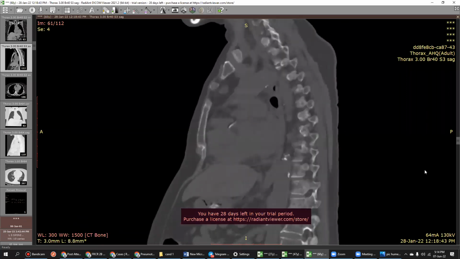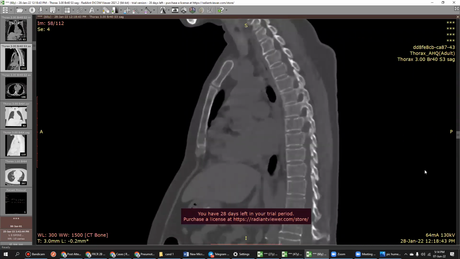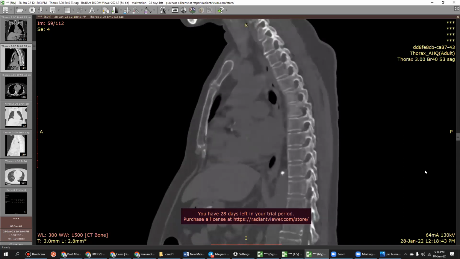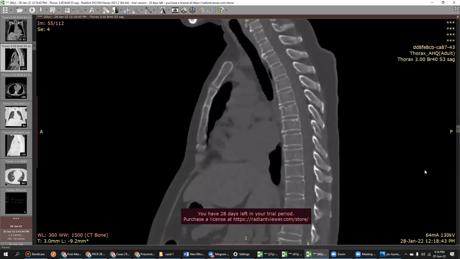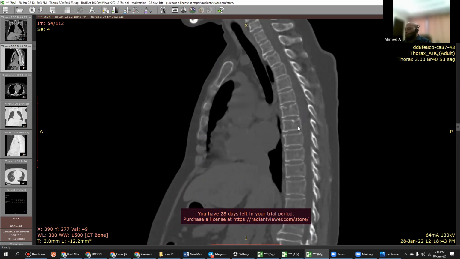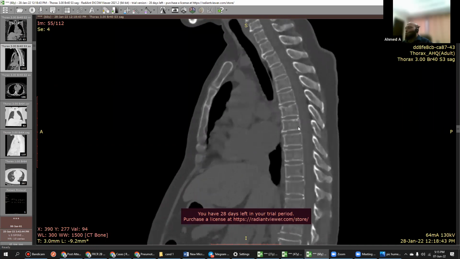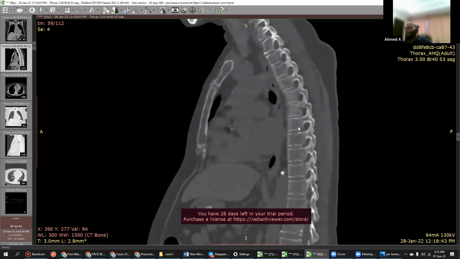I just want to reach the vertebral level. Yeah, there is some diffuse osteopenia, and there is some depression in the end plates of the mid. You can ignore it, because osteopenia is there, so there will be some depression. That's okay. What else within the osteopenia are you able to see?